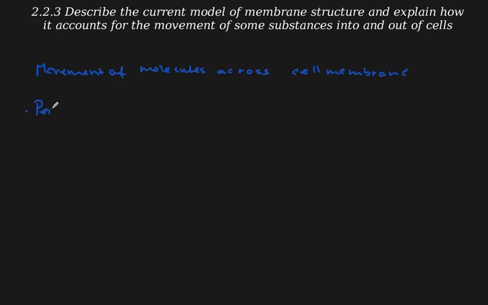permeability is dependent on the following. Now these include the size of the molecule. We already know that small molecules move much easier across a selectively permeable membrane than do large. The electrical charge of those molecules, and whether or not they are lipid soluble.